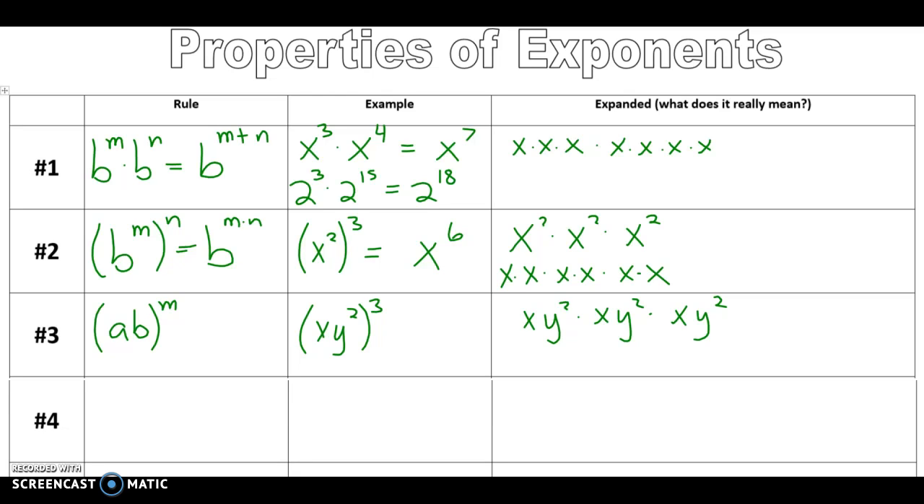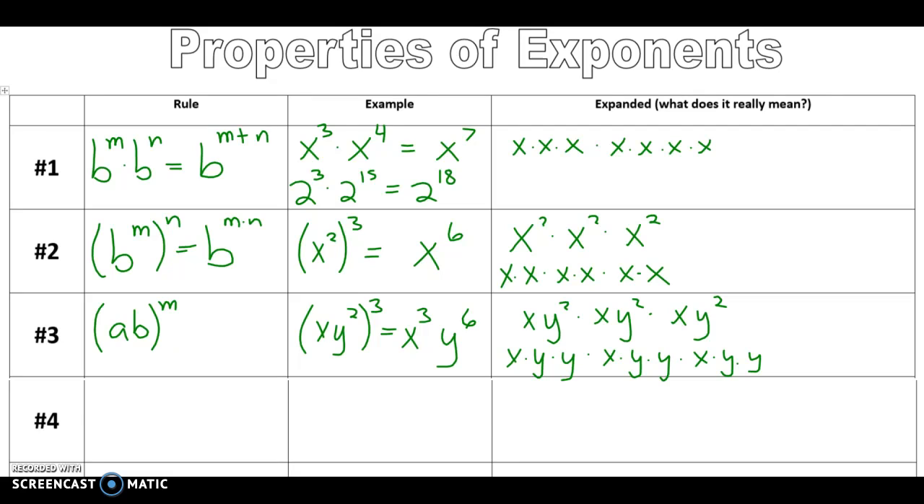Okay, now what is y squared? So this is actually x times y times y times x times y times y times x times y times y. So ultimately, how many x's do we have at the end? x times x times x is x cubed. Y to the 6th. That's what I was trying to say.